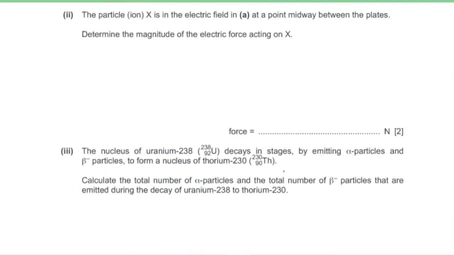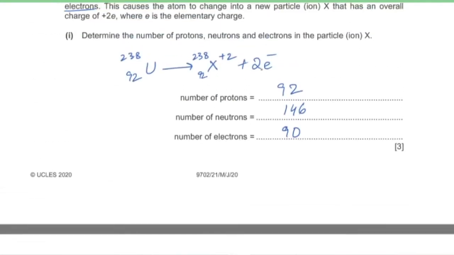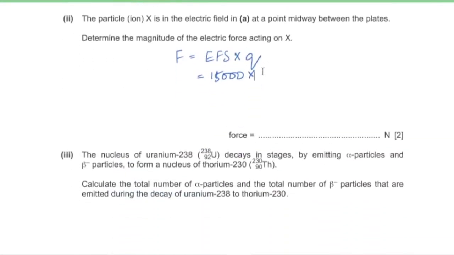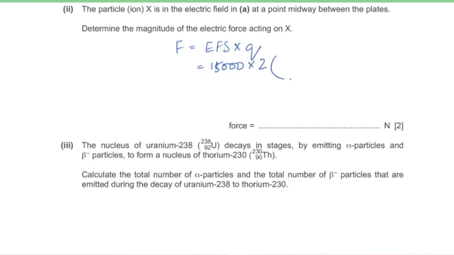Part 2. The particle is in the electric field in Part A at a point midway between the plates. Determine the magnitude of the electric force. So electric force is equal to electric field strength into the particle's charge. Electric field strength from the previous part is 15,000 into the charge of ion X, which is positive 2e. So into 2, and e has a magnitude of 1.6 into 10 to the power of negative 19, and you get a force of 4.8 into 10 to the power of negative 15 newtons.